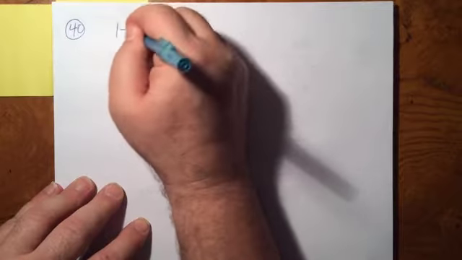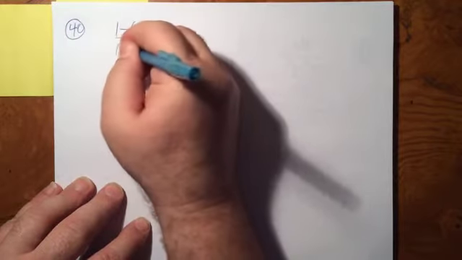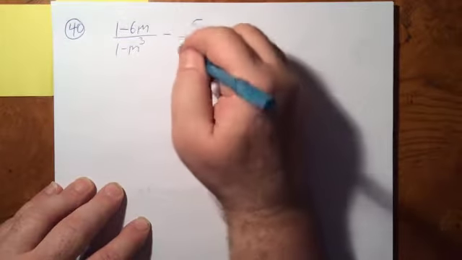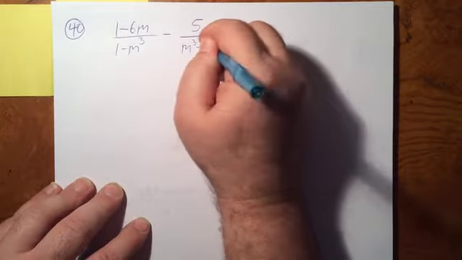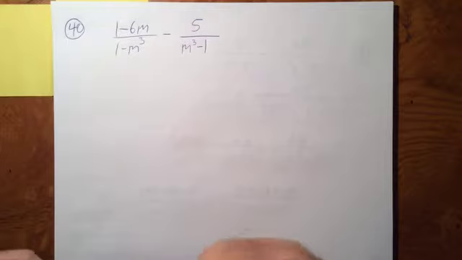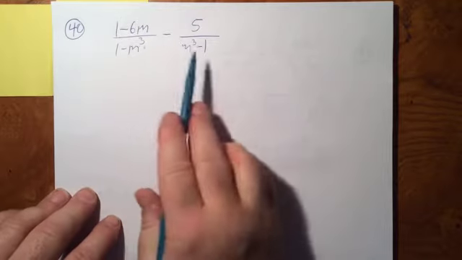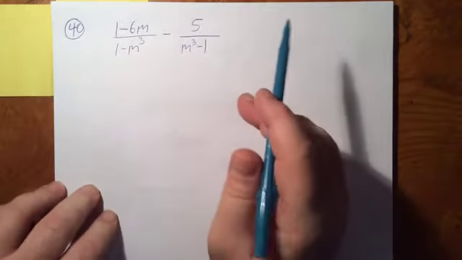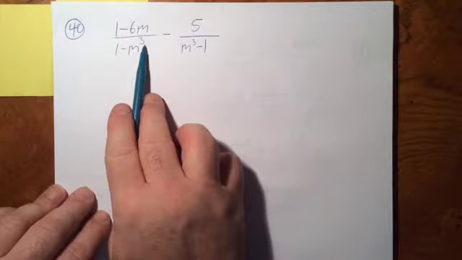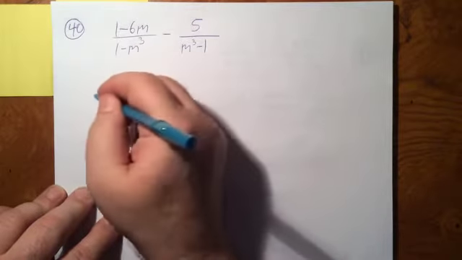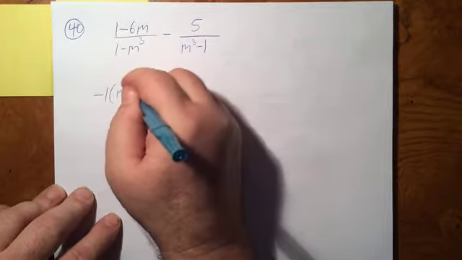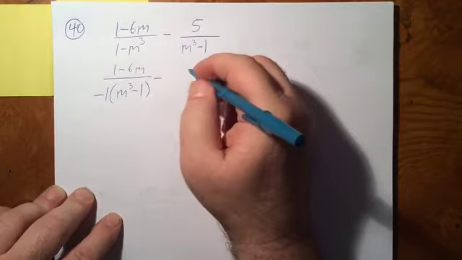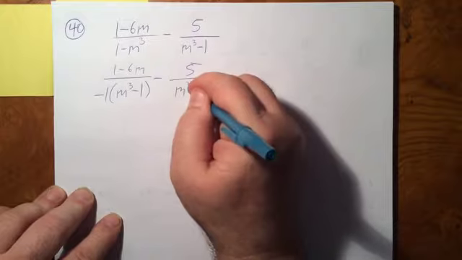This is going to be 1 minus 6m over 1 minus m to the third, minus 5 over m to the third minus 1. So what I'm going to do in this question first is get a common denominator, which is really easy and will simplify this quite nicely. Let's see what we get here. If I have 1 minus m to the third, I can go ahead and factor a negative 1 out of that, so I can make this m to the third minus 1. Minus 5 over m to the third minus 1.